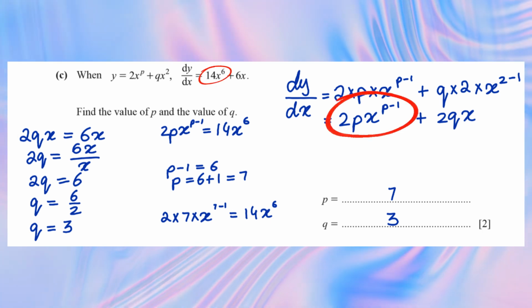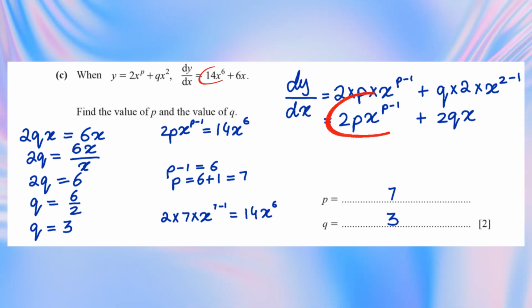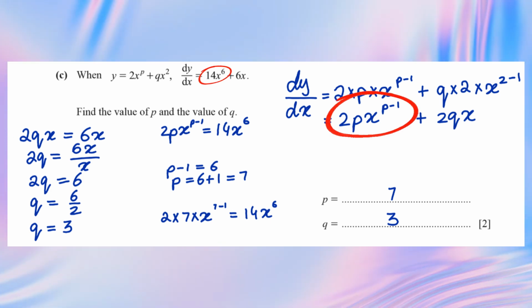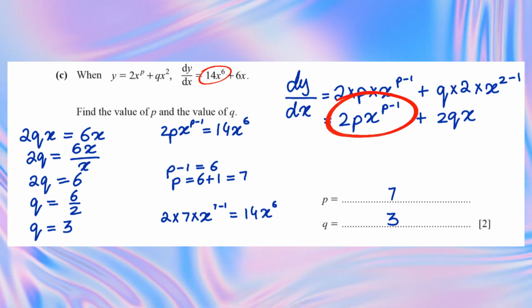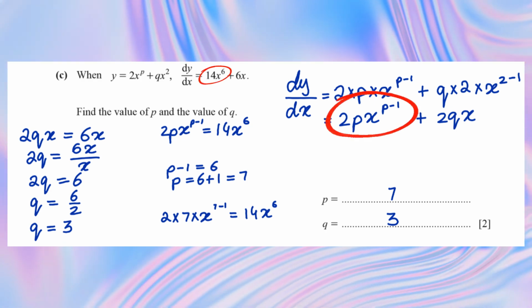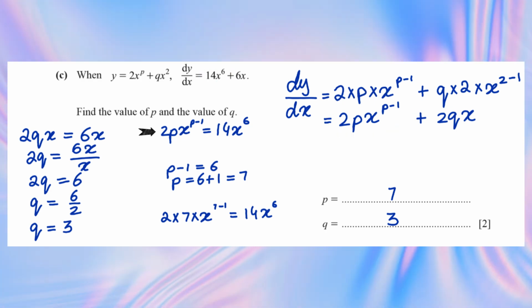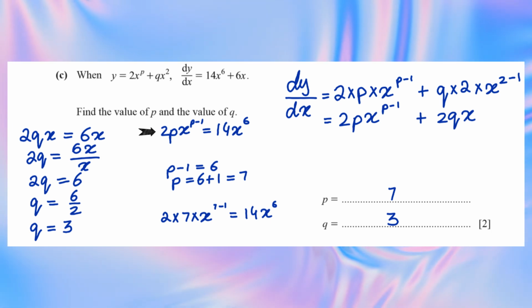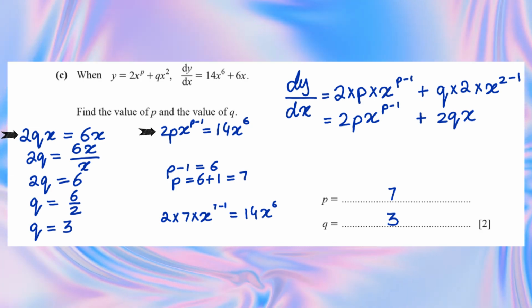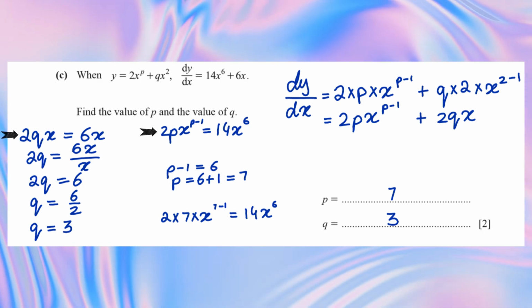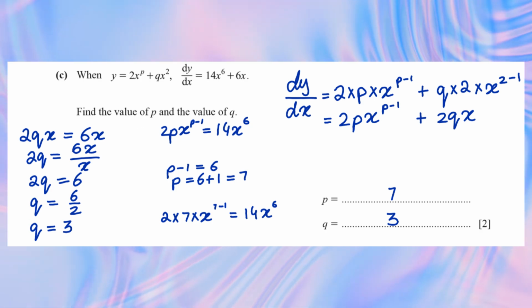This leaves 14x to the power of 6 in the question's derivative, and also leaves 2px to the power p minus 1 in the derivative we found. This means these terms must be equal to each other. So 2px to the power p minus 1 equals 14x to the power of 6. So we can use these equations to get the values of q and p respectively. Let's solve for q first.